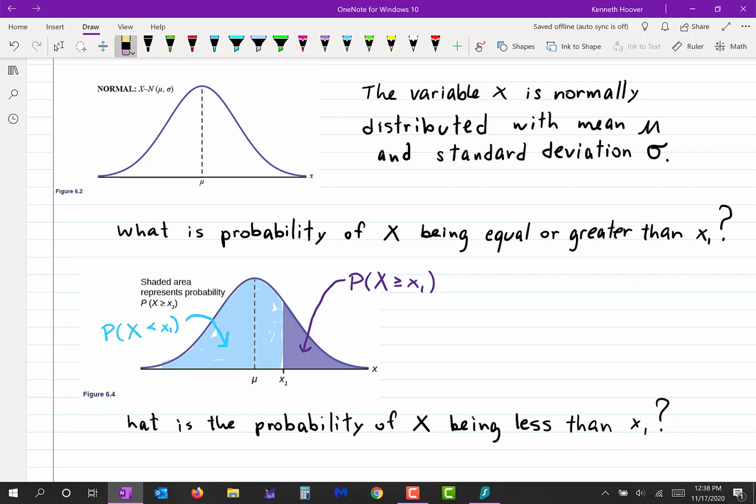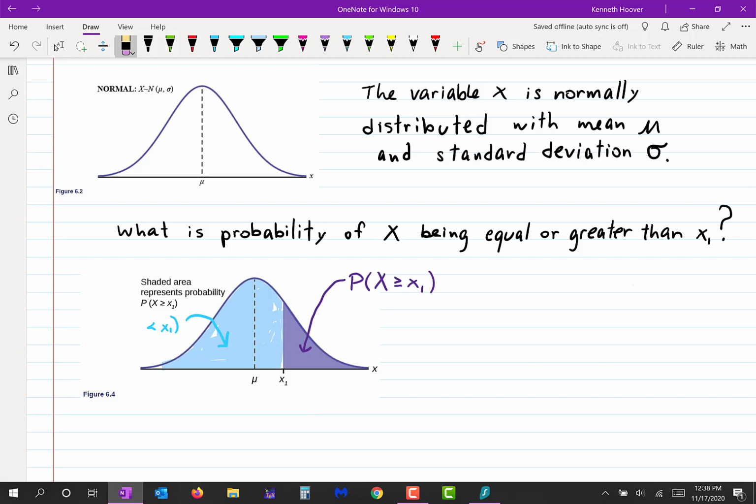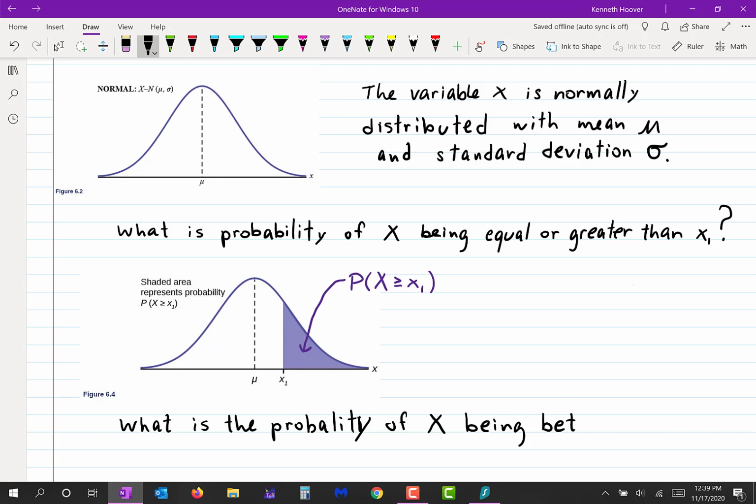Now, let's erase that second question. You can always rewind the video and look at it again if you want to. Okay, what if you were asked this question? What is the probability of x being between two values? Let's say between x1 and x2.